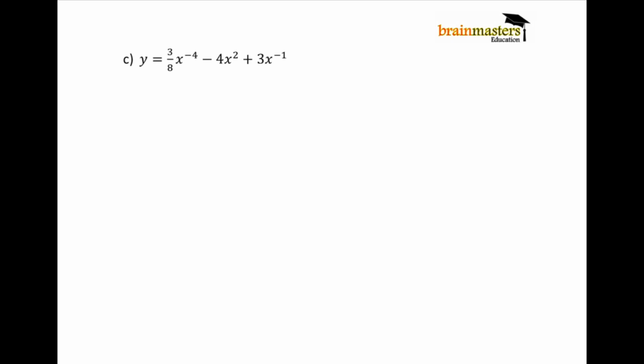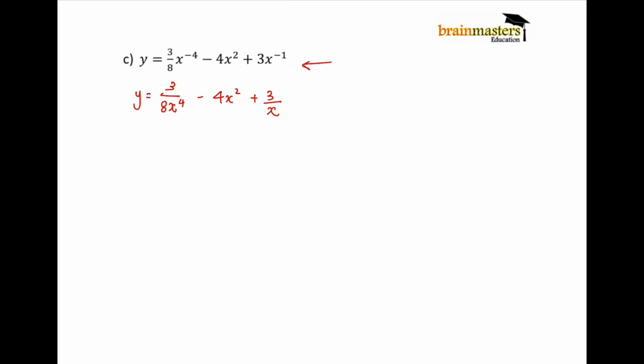Alright, now for this question, y equals 3 over 8, x power negative 4, minus 4x squared plus 3x power negative 1. Now we're going to deal with negative power. So how will it work in this case? For this question, they can also present it to you this way: 3 over 8x power 4, the power 4 is at the bottom, minus 4x squared plus 3 over x. But it would not be as easy to differentiate in this form.